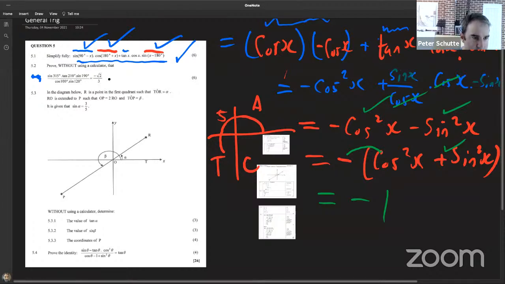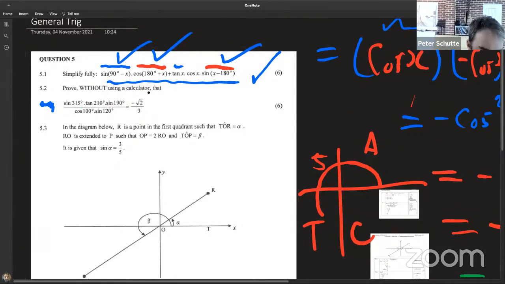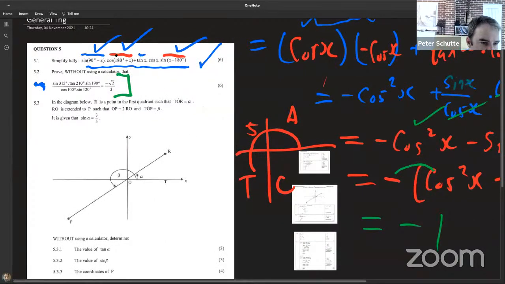Now, the second question probably involves something called special triangles. And I'm actually going to zoom in a little bit so you can see this question. I want to finish with this, and then we'll do the admin. But let's just see if we can squeeze in this question here. Okay, 5.2. And again, I want you to use the reduction formula, but note it says without a calculator.